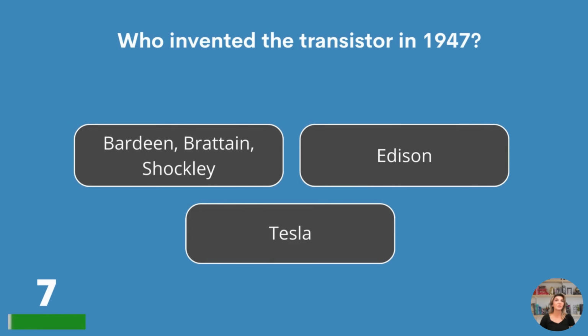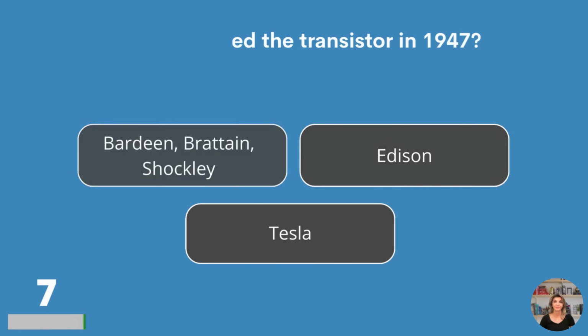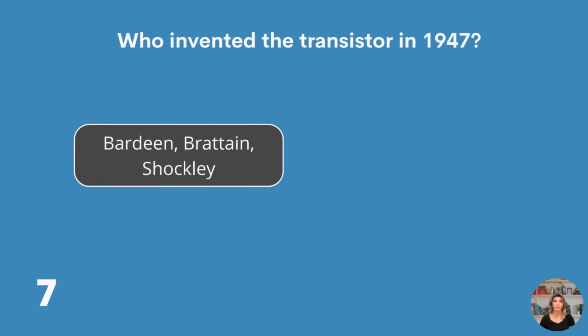Who invented the transistor in 1947? Bardeen, Brattain, Shockley, or Edison, or Tesla? Bardeen, Brattain, Shockley.